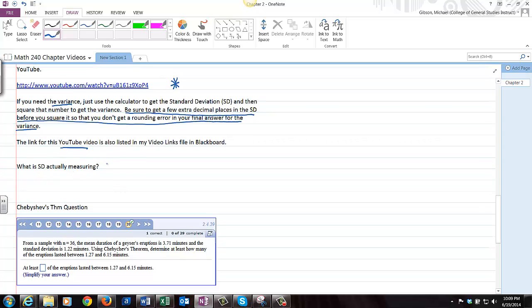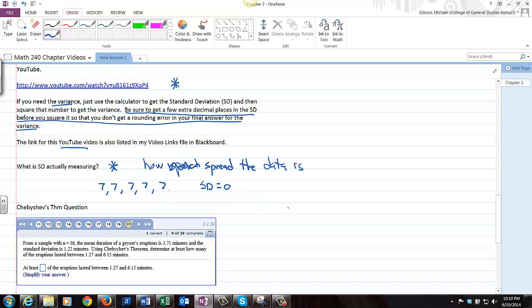You're going to need to understand what standard deviation is actually measuring. In a way, what it's measuring is how spread out the data is. If all of the data is the same value, let's say you've got a data set and every single piece of data is the number 7 or any other value, the standard deviation is actually going to be 0 because there's no spread to it whatsoever.